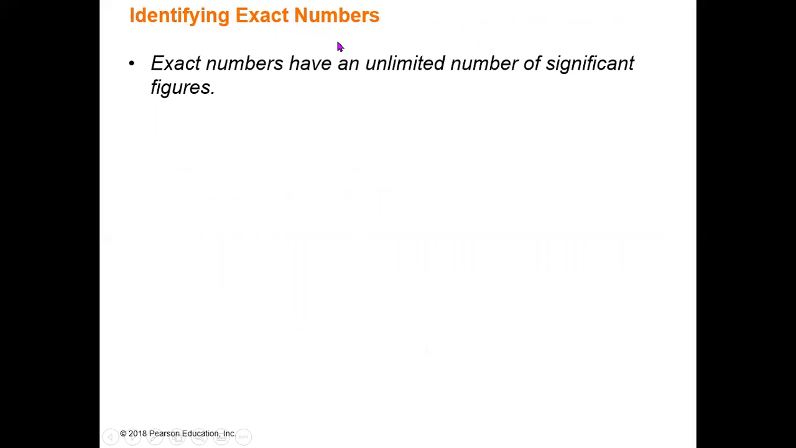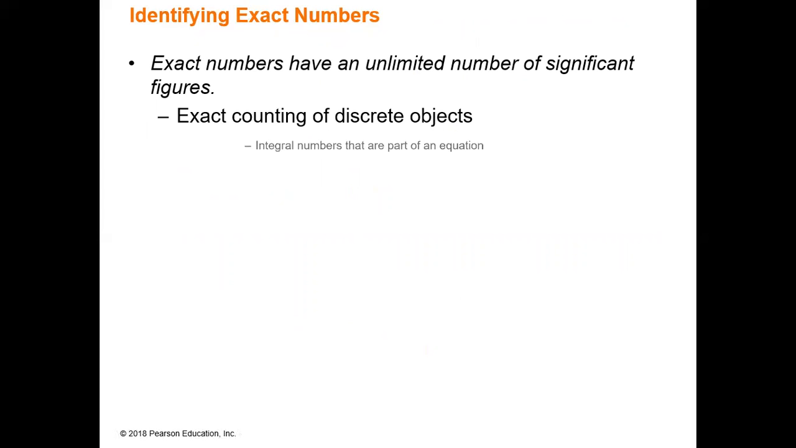And the other type of number is the exact number. So how do you know the number is exact? Well, first of all, an exact number has an unlimited number of significant figures. Exact numbers come from counting discrete objects, for example, counting how many people are in our class. Another way to see exact numbers is that they are integer numbers that are part of an equation.